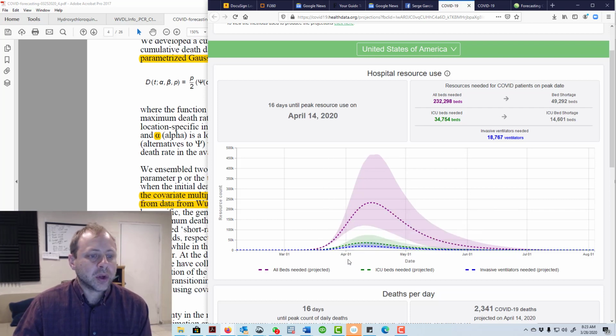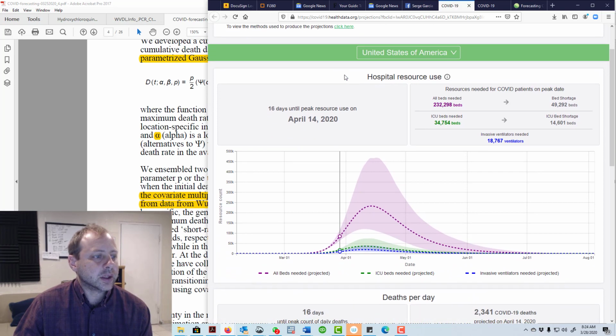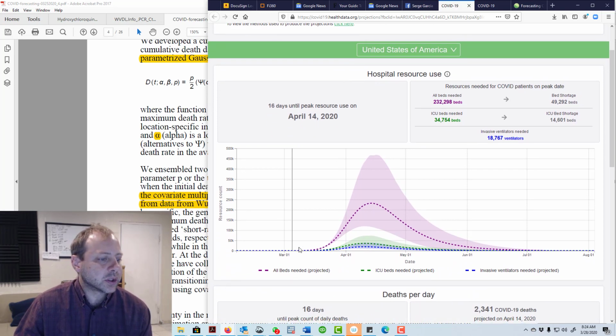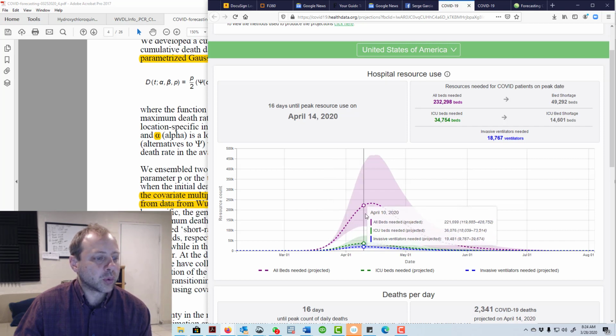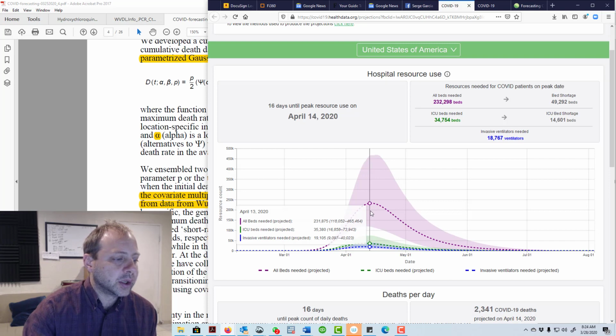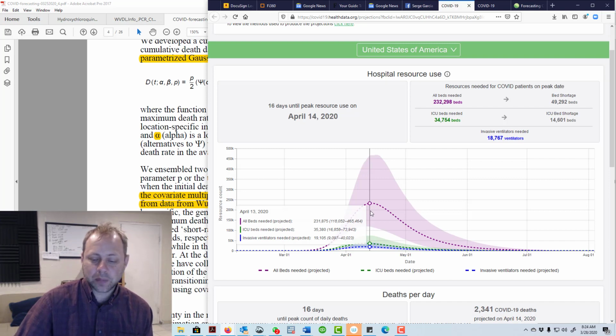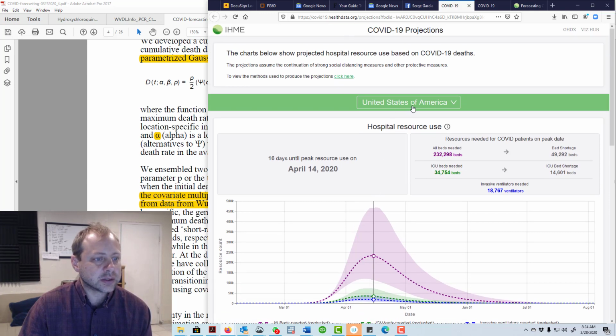So what this particular researcher, whose name I don't see, is suggesting is that this particular model projects the total number of beds that we're going to need at peak, when the peak of this particular situation is going to occur, the total number of ICU beds that are needed, and the total number of ventilators that are needed at peak. And so how many do we have to make in the United States? Is this the United States? Yes, this is the entire United States.